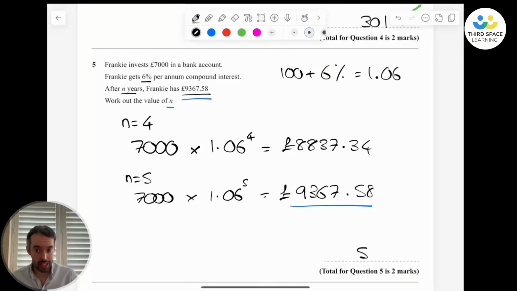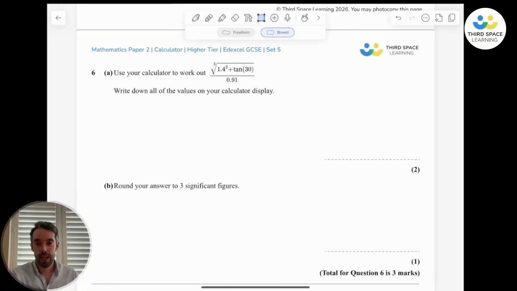Remember to show the examiner everything you're doing. Don't just put this straight in the calculator. Write it down first and then put it in the calculator, because then we can pick up those all-important method marks. So we're going to get 1 mark for trying one, and we're going to get 1 mark for the correct answer. Okay, let's have a look at question number 6.